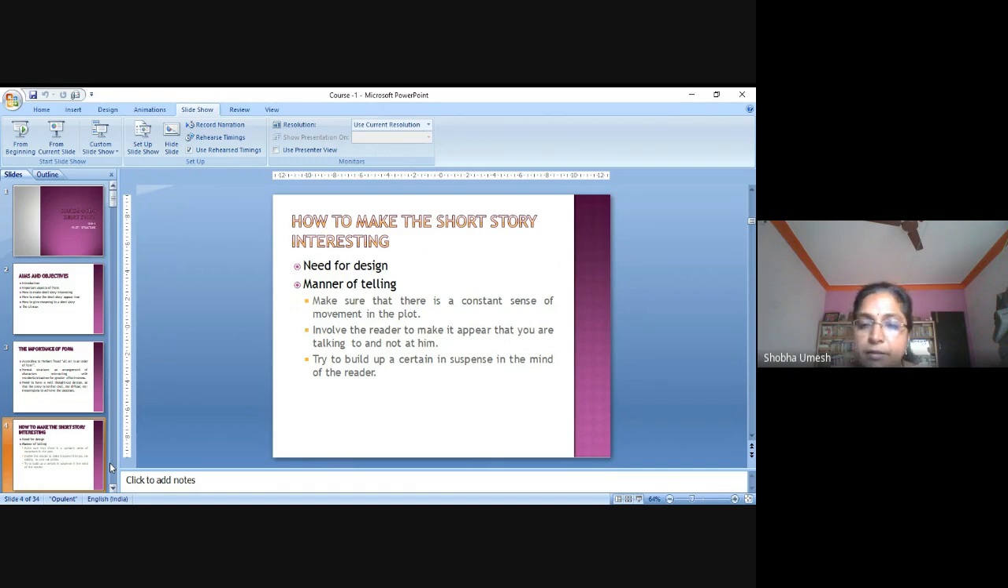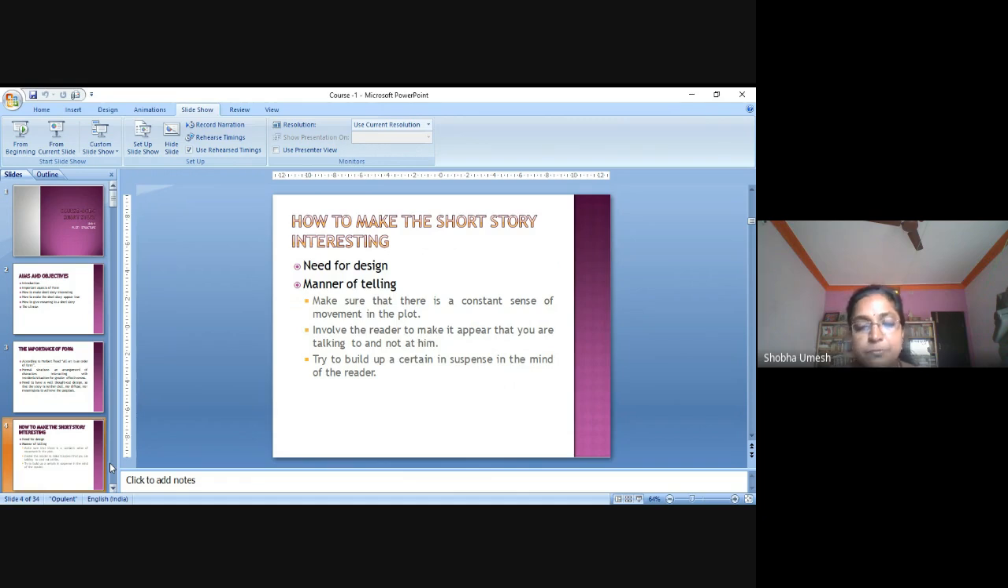You have to make the reader involved, so that it appears you are talking to him and not at him. The story should move in such a line that you are talking to the character. The character is moving the story, and you have to build up a certain suspense in the mind of the reader, so that when he starts reading, he thinks, what's going to happen next, what the character is going to do, how it's going to progress. These are all the things we have to keep in mind when the storyline is written.